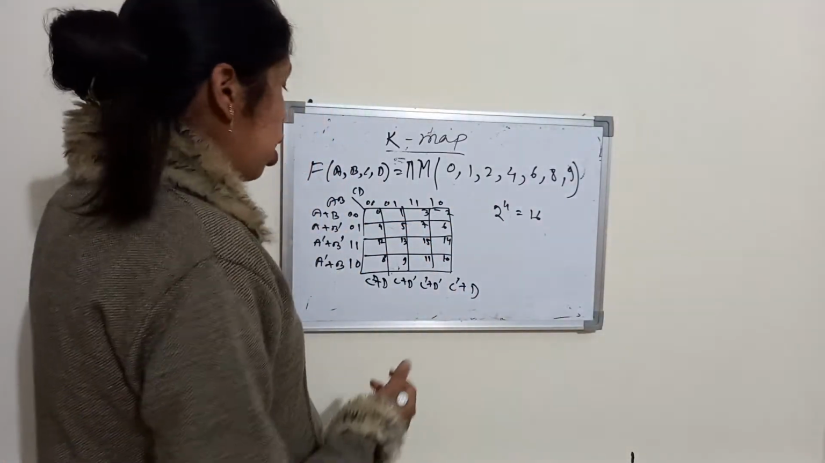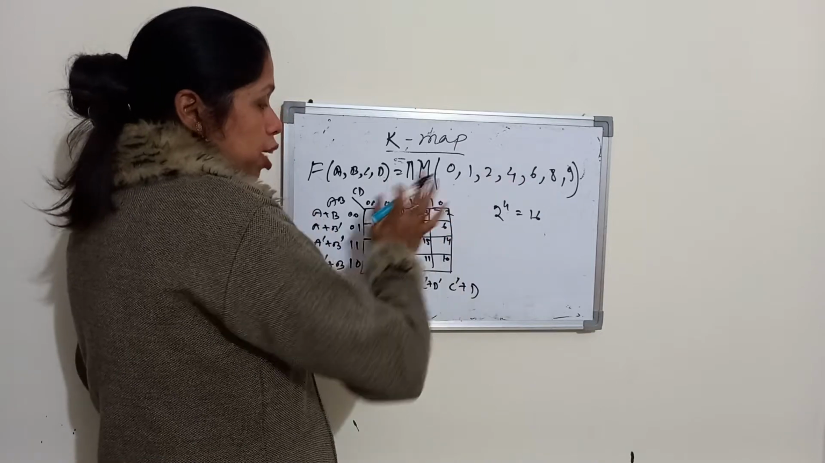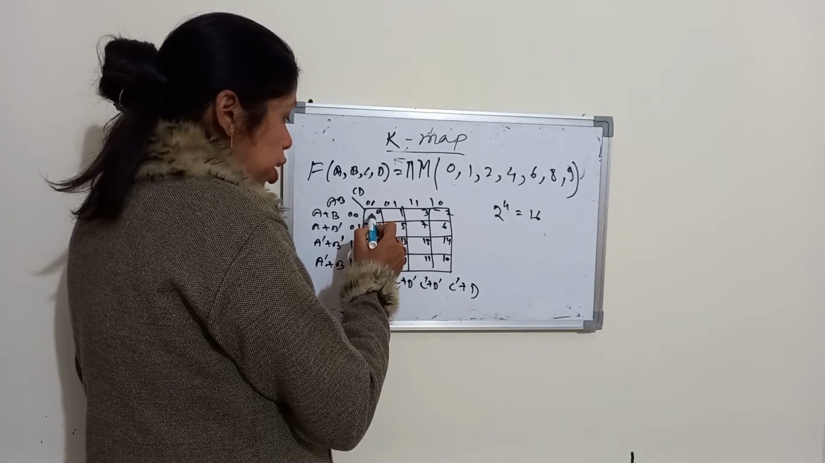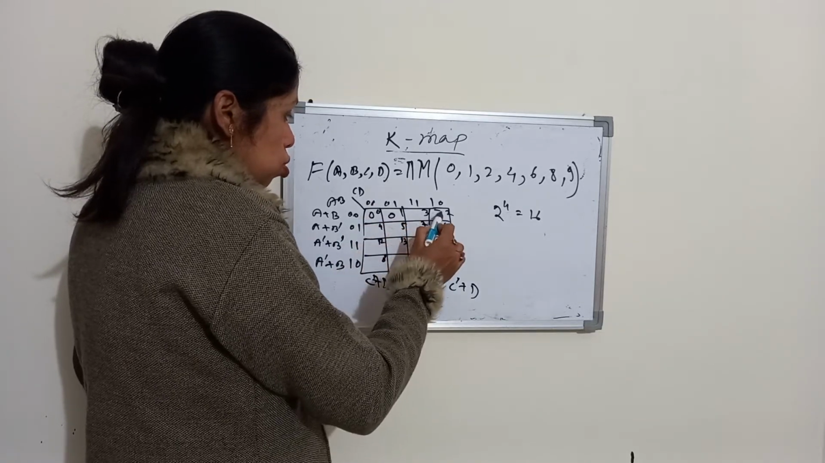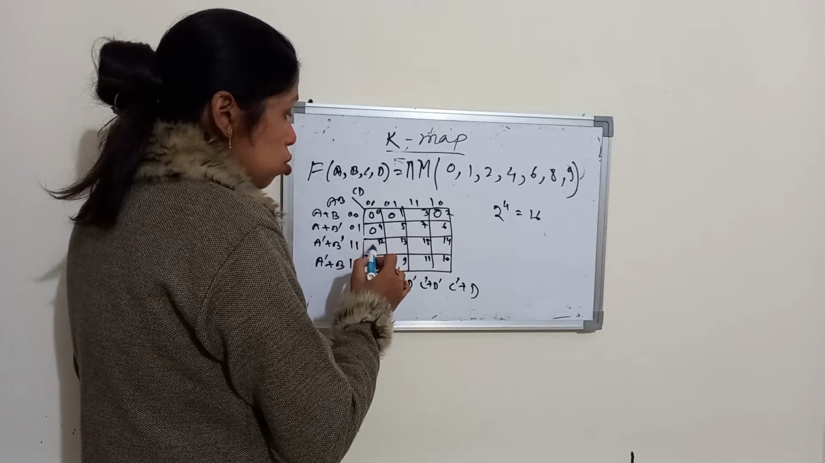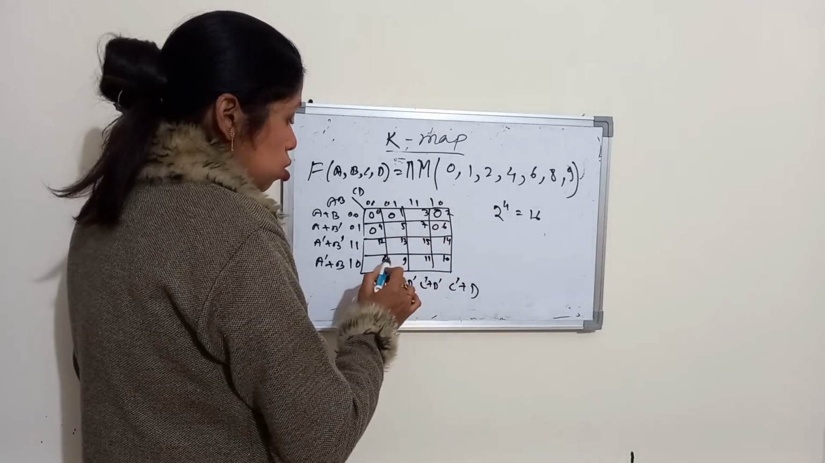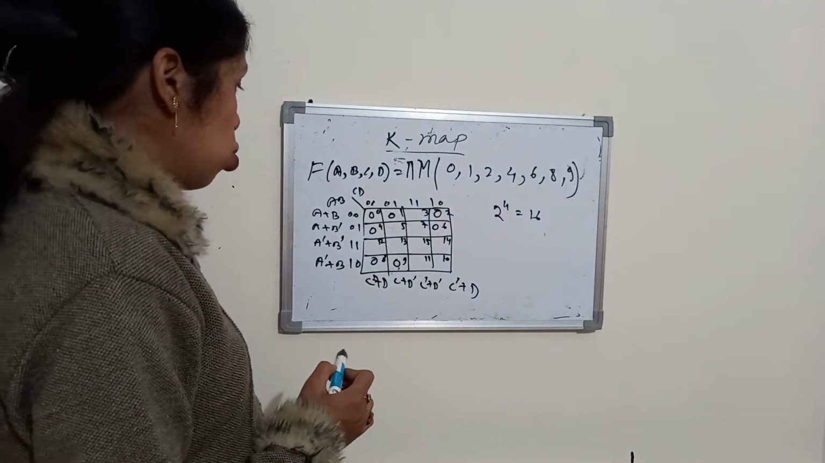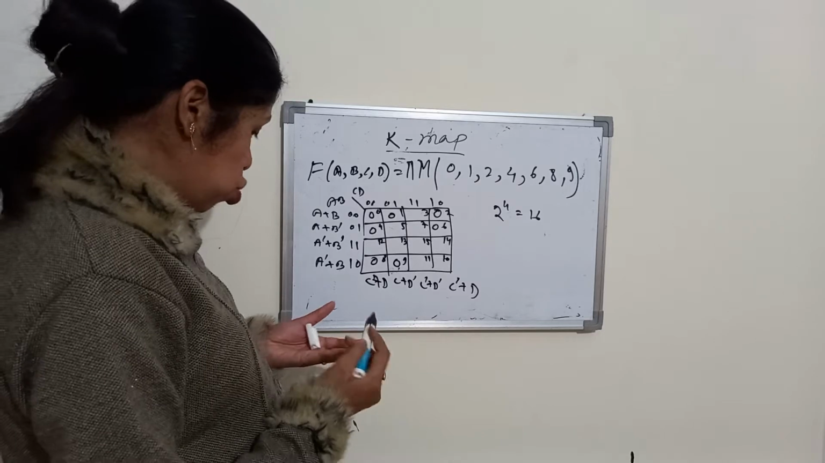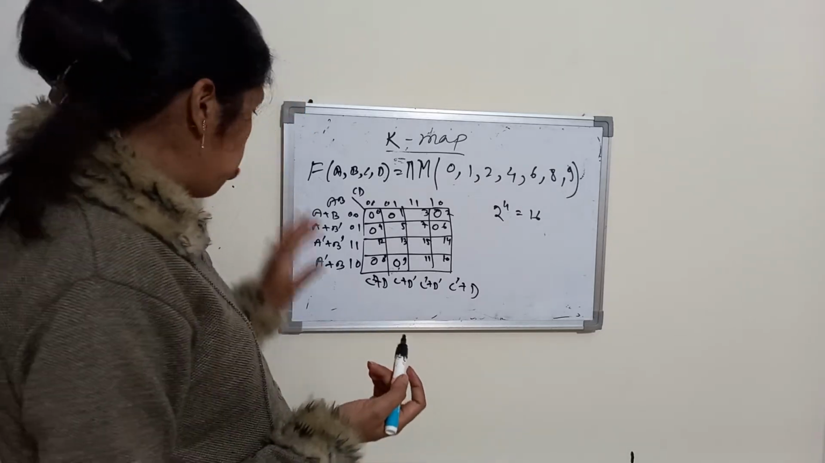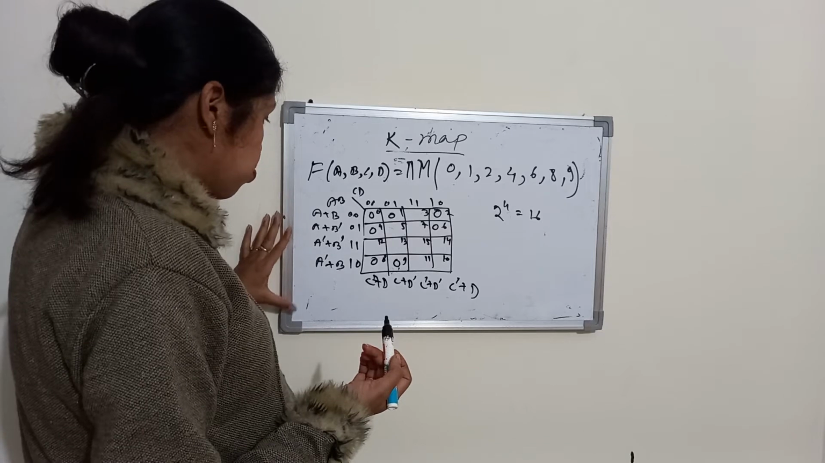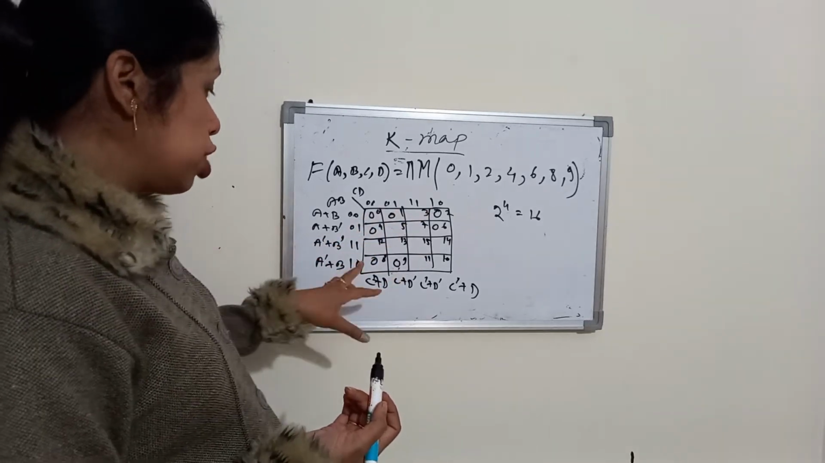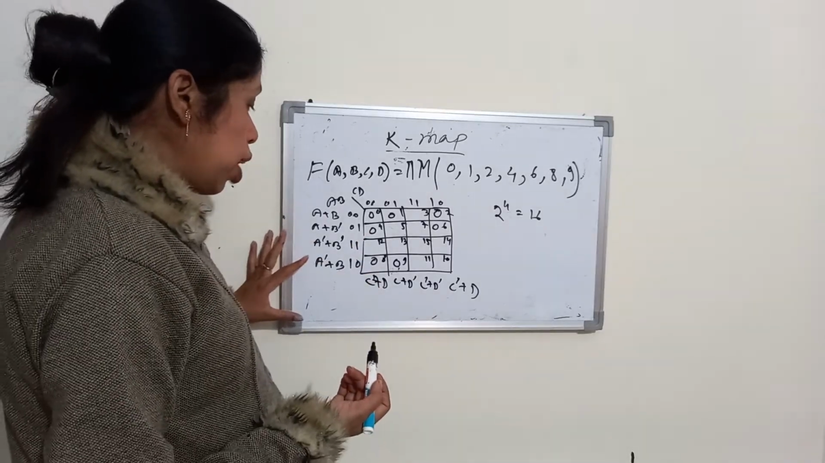Now what is the question? These are my max terms, so in those cells I have to put logic 0. Okay, right? So you can see the grouping is the same. That means in those conditions I have mentioned logic 0 in those cells. Now I have to do the grouping.